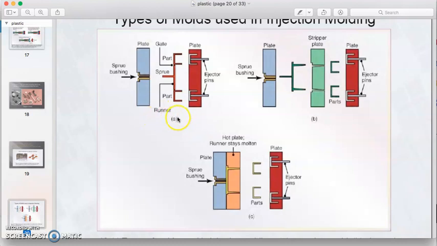Okay, figure A is a 2-plate mold. It's a simple mold, and when the mold opens, we can take out the product, and the product needs to be separated from the sprue and also the runner. This means that we have a secondary process to separate the part from the sprue.